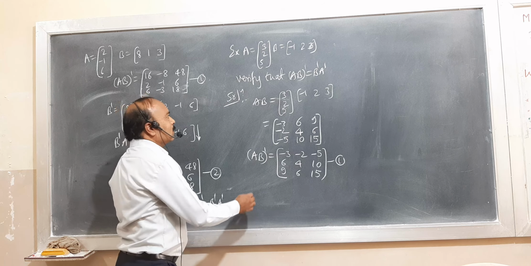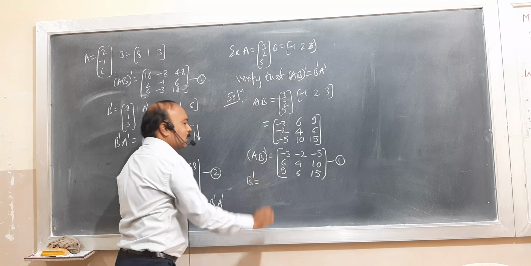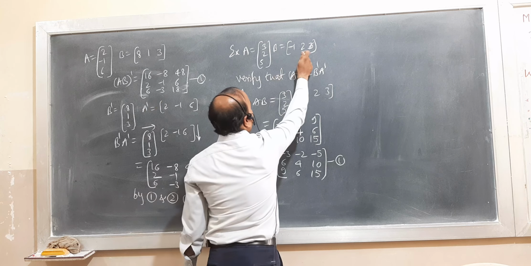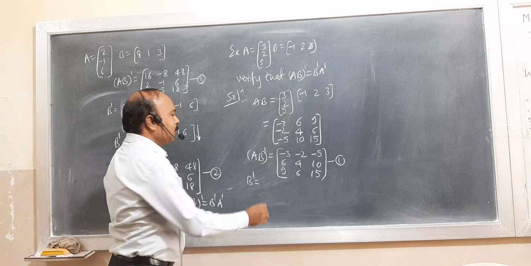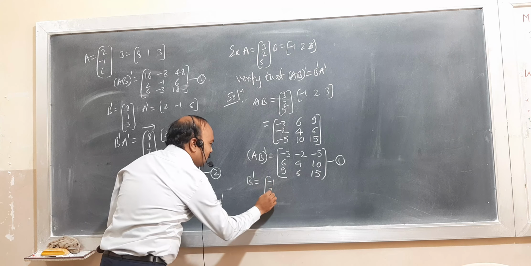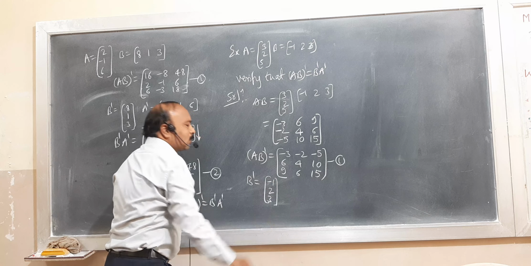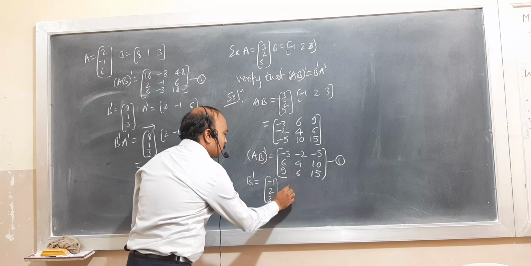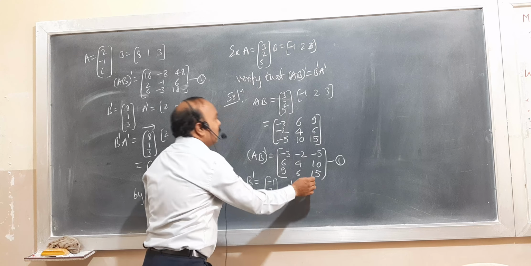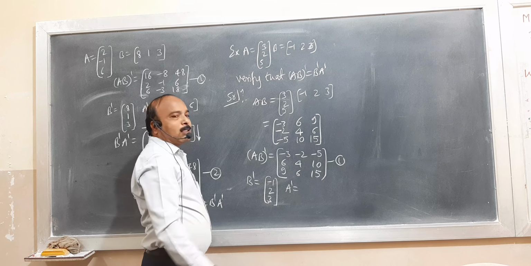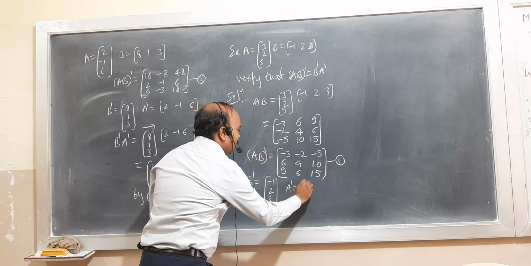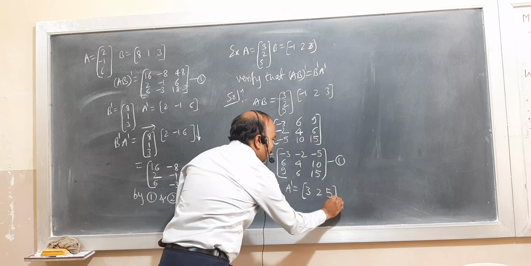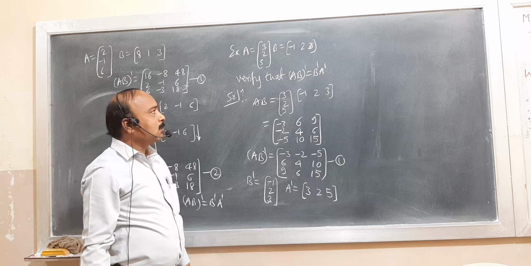Next go for B', that is the transpose of matrix B. Here minus 1, 2, 3 changes into a column, that is minus 1, 2, 3. It is the B' matrix. Next we find A'. A' is the transpose of A. Now it is a column matrix, it is changing to a row matrix, that is 3, 2, 5. Now it is the A' matrix.